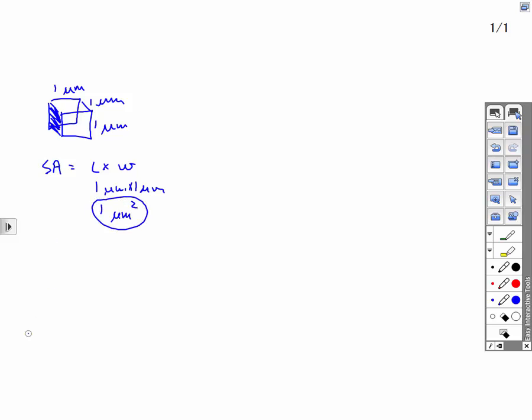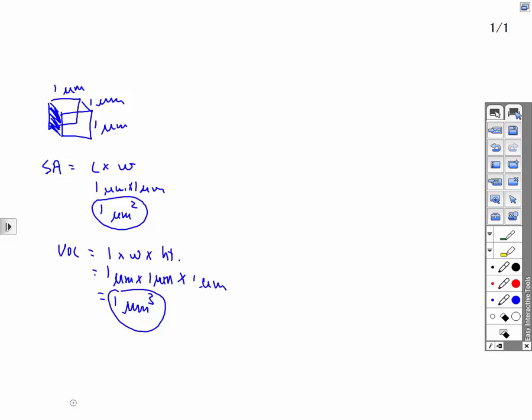That's my surface area. Now, if I wanted to know the volume of that box, volume equals length times the width times the height or the depth, whichever. So my length is going to be 1 micrometer. My width is still 1 micrometer. All of these values are 1. My height is going to be 1 micrometer. So a 1 times a 1 times a 1 is a 1, and a micrometer times a micrometer times a micrometer is a micrometer cubed. All right.